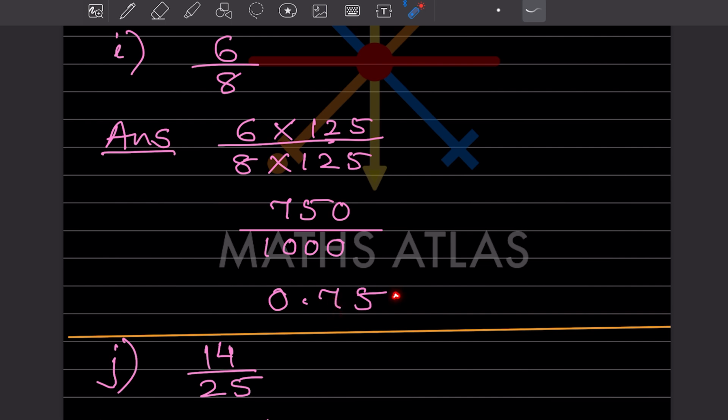You can also write here 75. See here, we can also cut this one and you can put 0.75 or you can put 0.750. So that doesn't change the value anyways.